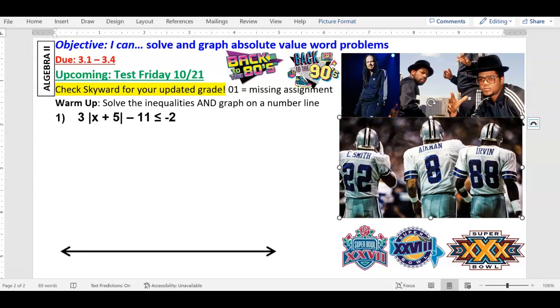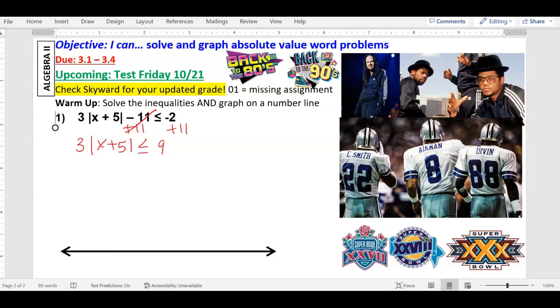All right, so I'm going to solve this. I need to get the bars by themselves. What is next to the bars that needs to go away first? Okay, the 3 does need to go away, but first the loner is minus 11. How do I get rid of a minus 11? Plus 11. Okay, so plus 11 here, plus 11 here. The 11s cancel out. I'm going to bring down 3, absolute value, x plus 5, absolute value, less than or equal to, what's negative 2 plus 11? 9.